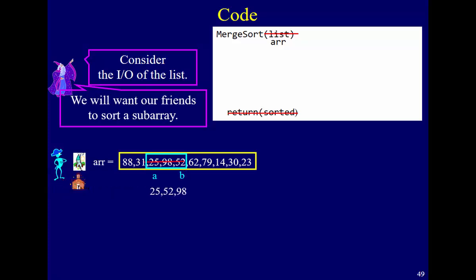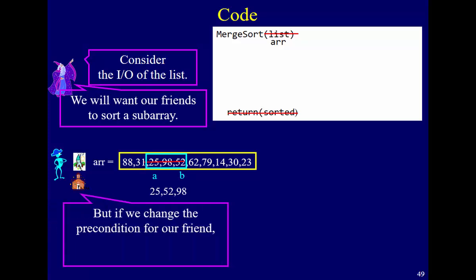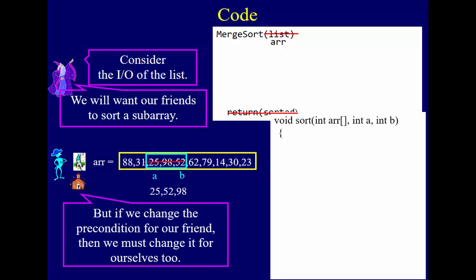And what's his postcondition? He leaves everything else the same. He just sorts things in that range. Right? Everybody good? Here we're carefully defining precondition and postcondition so we know what's expected of everybody. Everybody understand the precondition and postcondition? All right. So, of course, this is what I was saying: if we change the pre and postcondition for our friends, we have to change it for us as well. All right? So here's our new code.